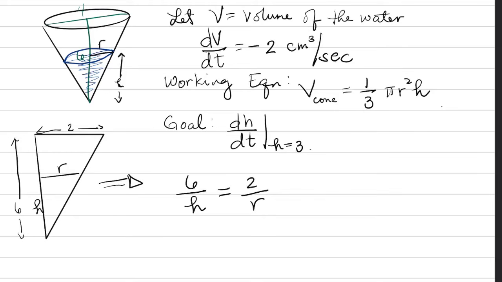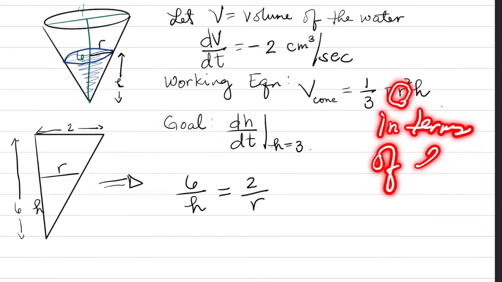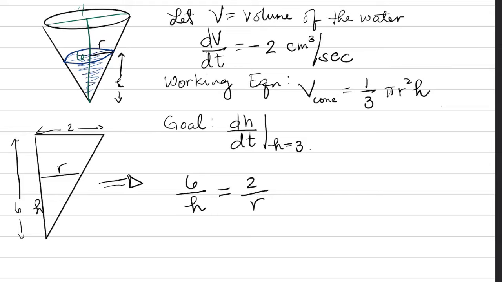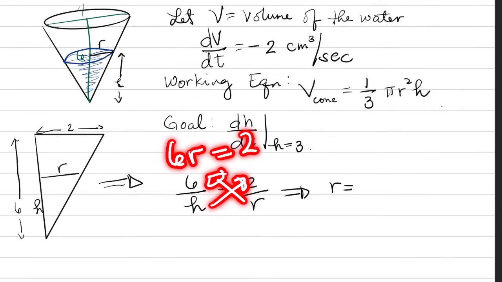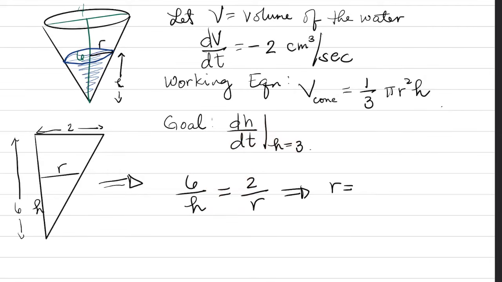So, since all we have is h, we need to solve the r in terms of h. Okay? So from here, we can see that r is equal to... so that's all for r. If you cross multiply, this is 6r equals 2h. Okay? So r is equal to 2h over 6, or this is equal to h over 3.